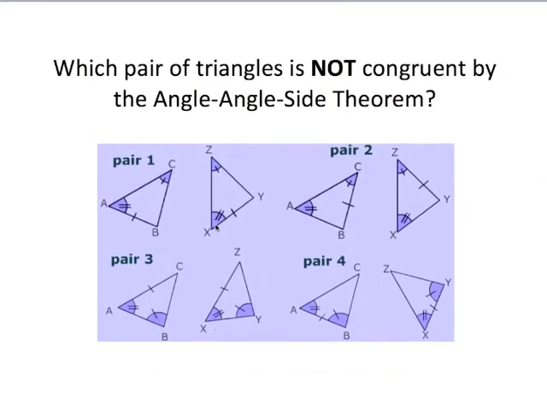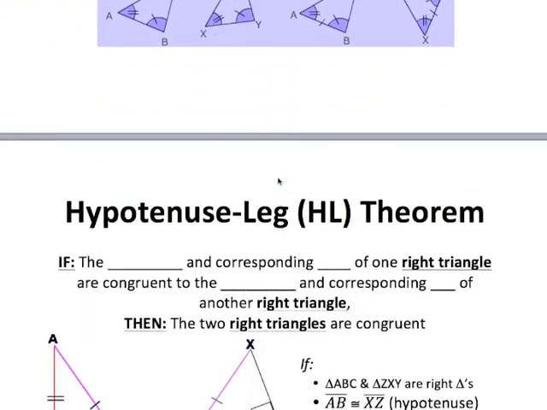Take a look at these images and select the pair of triangles that is not congruent by the angle-angle-side theorem. Bring your answer to class on Monday.